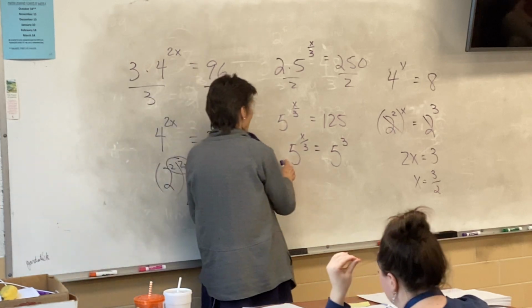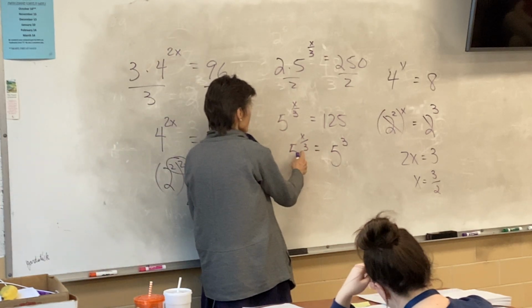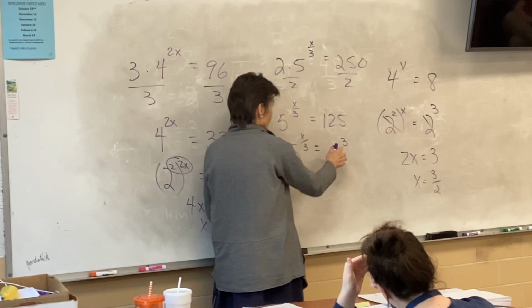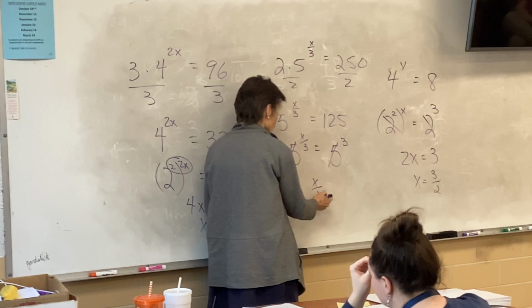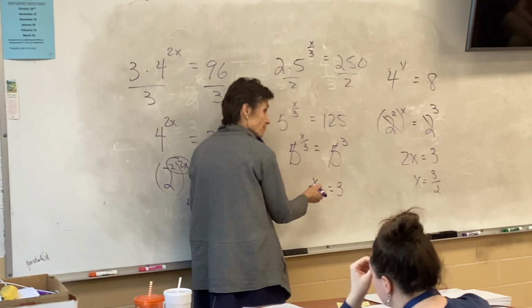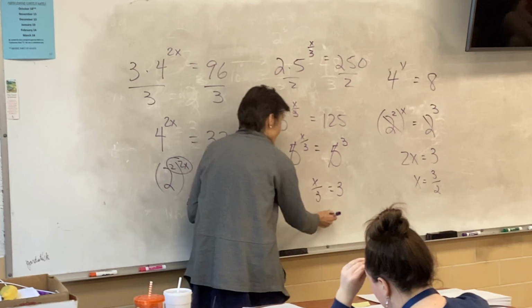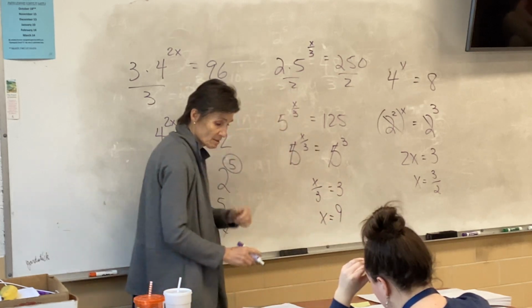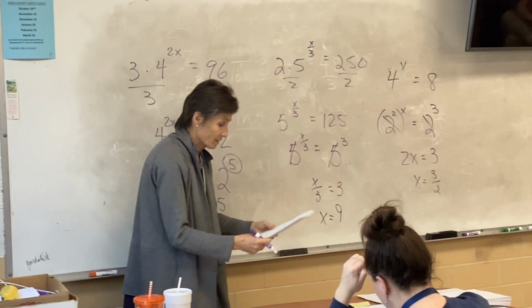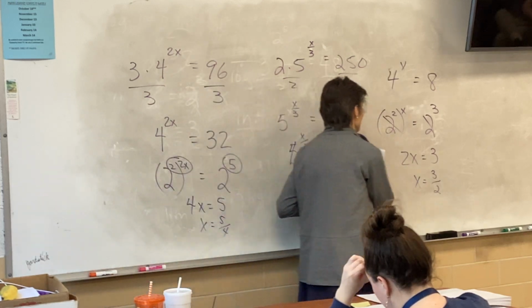So 5 to the x over 3 power equals 5 to the 3rd. Can I drop these out now? So x over 3 equals 3, which means x equals 9. Yep, times both sides by 3. Beautiful.